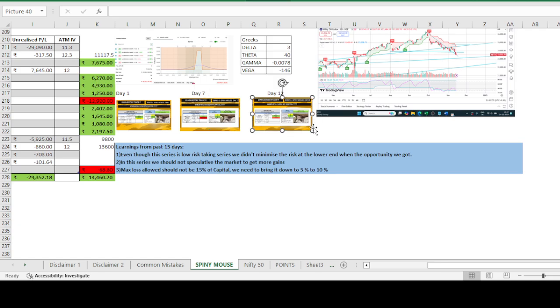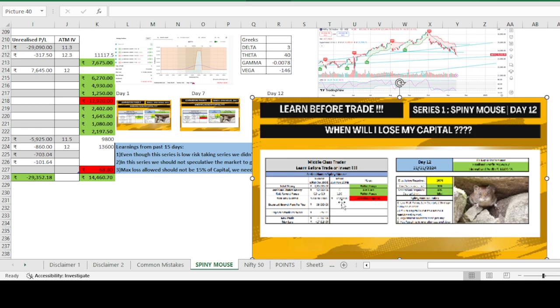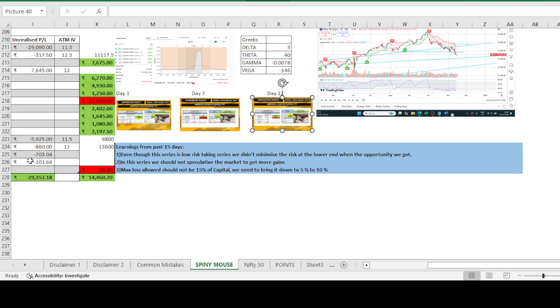Because of that, on day 17 we booked a profit around 16.5k, and if everything had gone well in our direction, we might have booked around 20k or something in this series. But we focused more on gains. We didn't focus much on minimizing the risk. That's a problem. Because of that, you can see it went to minus 29k.